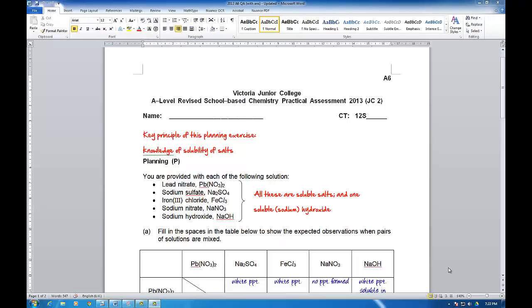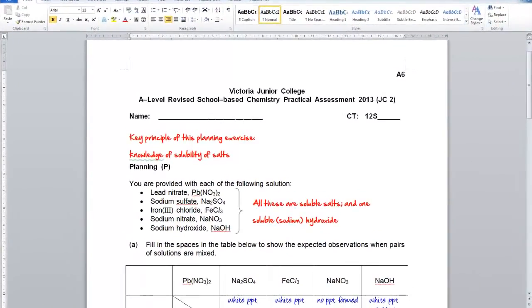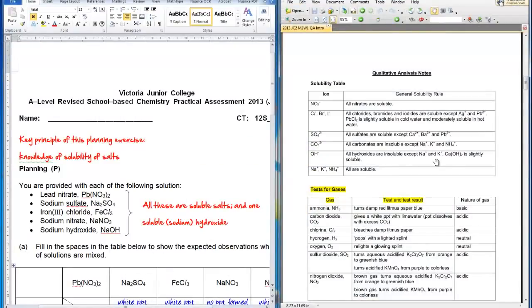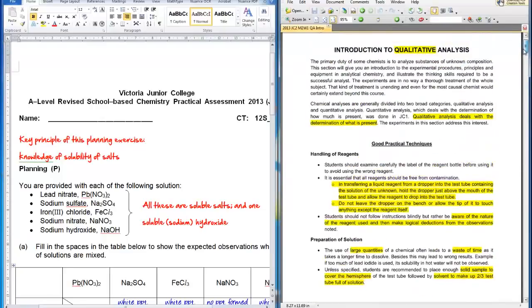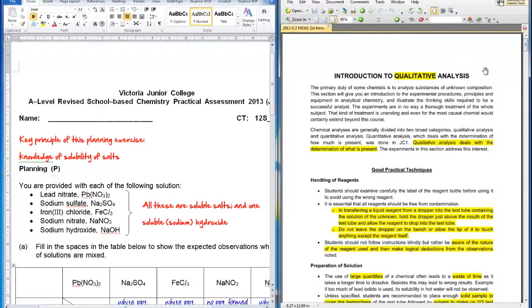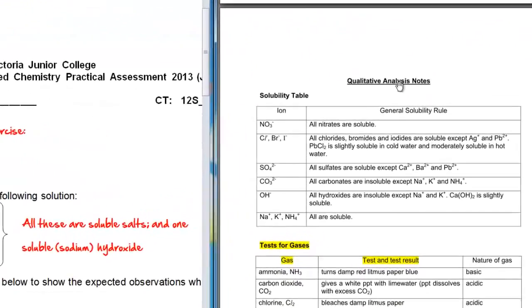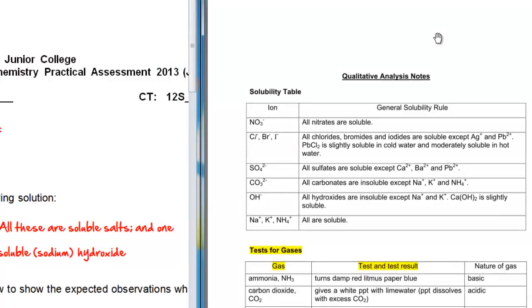Since this is going to be a test of your knowledge of solubility of salts, I want you to take out your notes on solubility of salts. This piece of notes can be found in the introduction to qualitative analysis, which I gave to you during our first laboratory session. If you can just turn to page 3, you should be able to find this solubility table here.